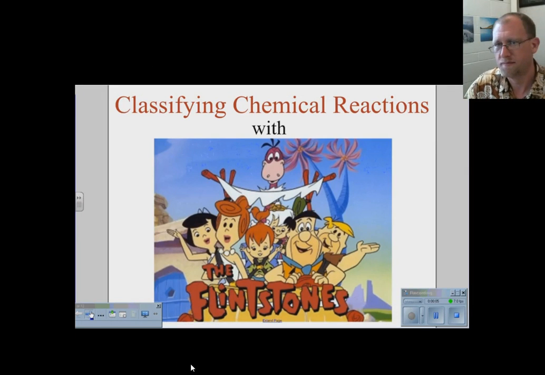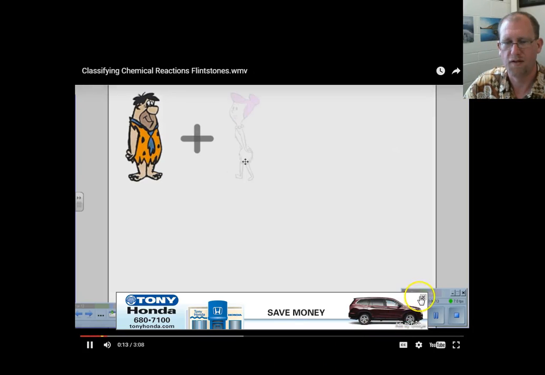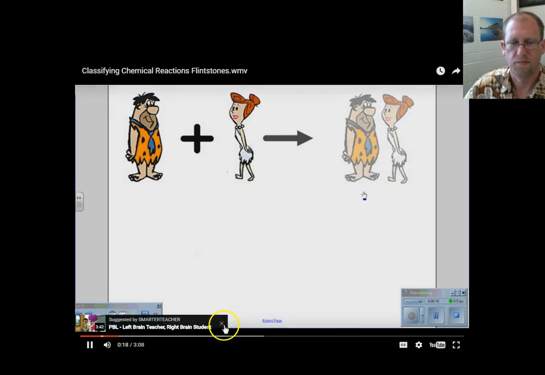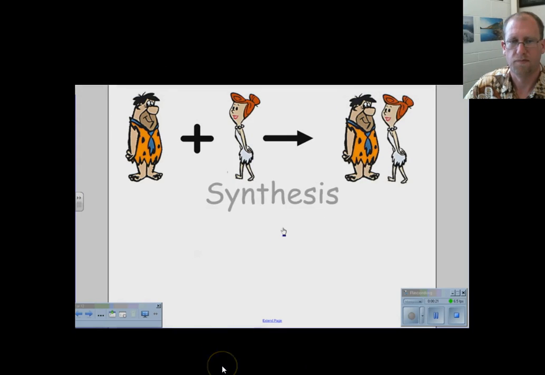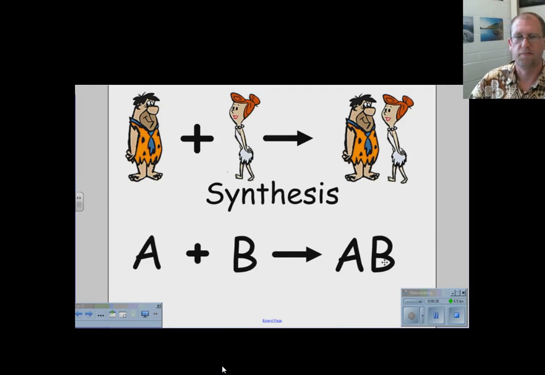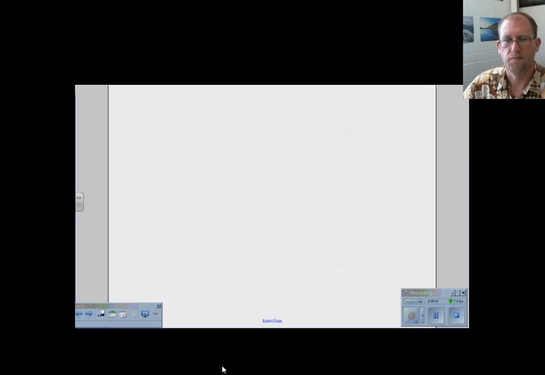The Flintstones. If Fred were to go to a dance and he were to meet Wilma, Fred and Wilma would combine together and form the Flintstones. This is called synthesis. When substance A is added to substance B, and you get a combined compound of AB, you have created synthesis. Similar to when hydrogen and oxygen bond together to form the molecule water, the synthesis of water.